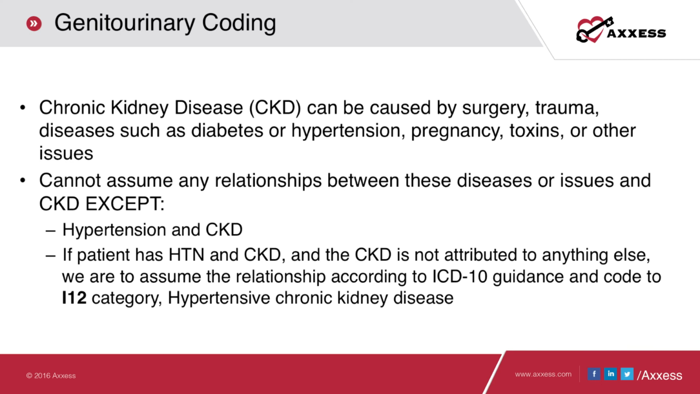If the patient has hypertension and they have chronic kidney disease, and the chronic kidney disease is not attributed to anything else, we are to assume the relationship according to ICD-10 guidance and code that problem to the I-12 category, which is hypertensive chronic kidney disease. In other words, if you don't know anything else except they have hypertension and they have chronic kidney disease, and that chronic kidney disease is not attributed to any other problem, you are to assume they are related and code that to category I-12.